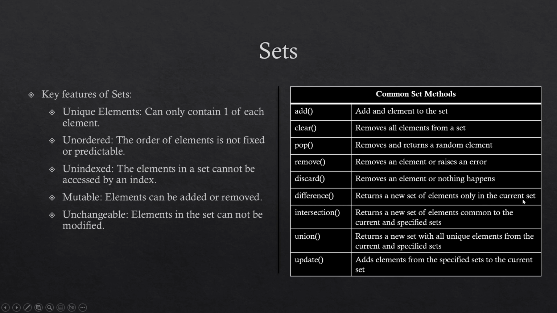the difference method, which returns a new set of elements only in the current set, the intersection method, which returns a new set of elements common to the current and specified sets, the union method, which returns a new set with all unique elements from the current and specified sets, and the update method adds elements from the specified sets to the current set.